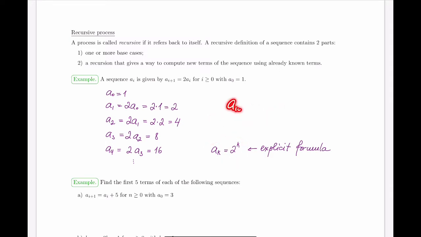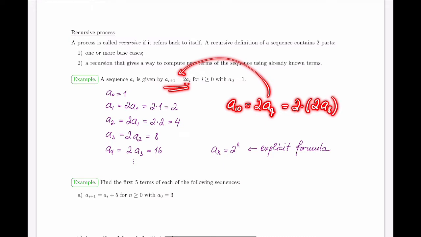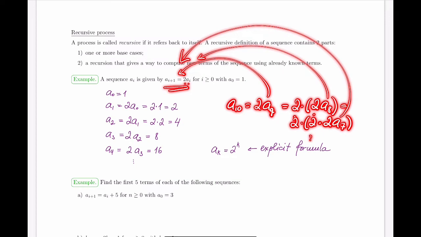If I want to calculate a10 using the recursion, a10 is equal to 2 times the previous term, which is a9. But I don't know a9. So in order to find out what a9 is, I'm going to have to use the recursion again, so instead of a9, I have 2 times a8. But I don't know what a8 is yet, so I have to use the recursion again. It's going to be 2 times 2 times 2a7. But I don't know a7 yet, so I'm going to have to use the recursion again, and so on and so forth.